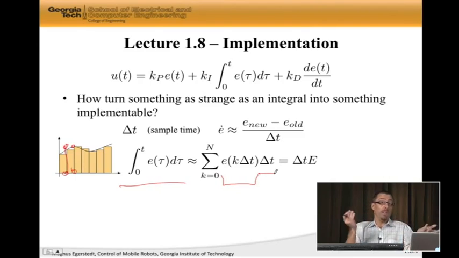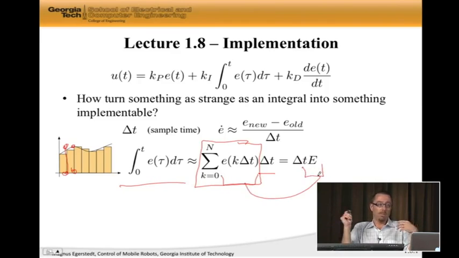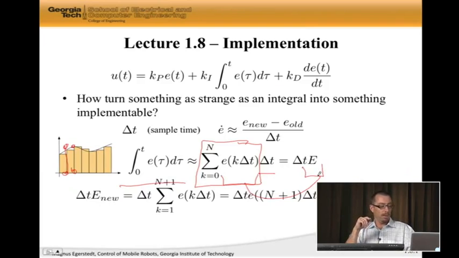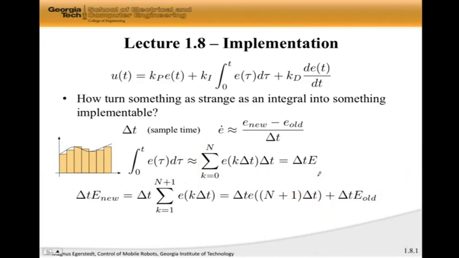That's a reasonable approximation. And in fact, what I'm going to do is take this sum and call the sum E. So this is the same thing. So then the integral is roughly equal to delta t times E. Well, that turns out to be useful because, let's get rid of that stuff again. My next value, delta t times E new, well, it's delta t times the sum, but now I'm summing to n plus 1. Well, let's pull out the last term.